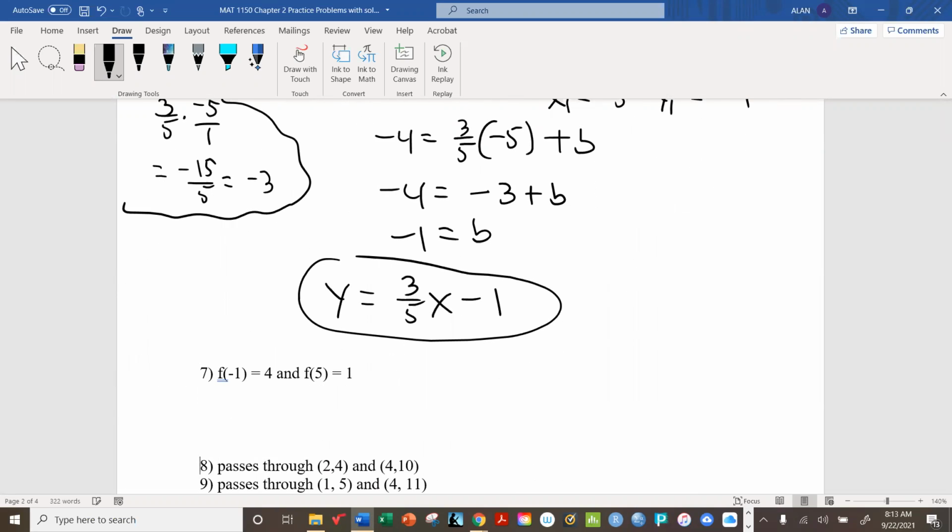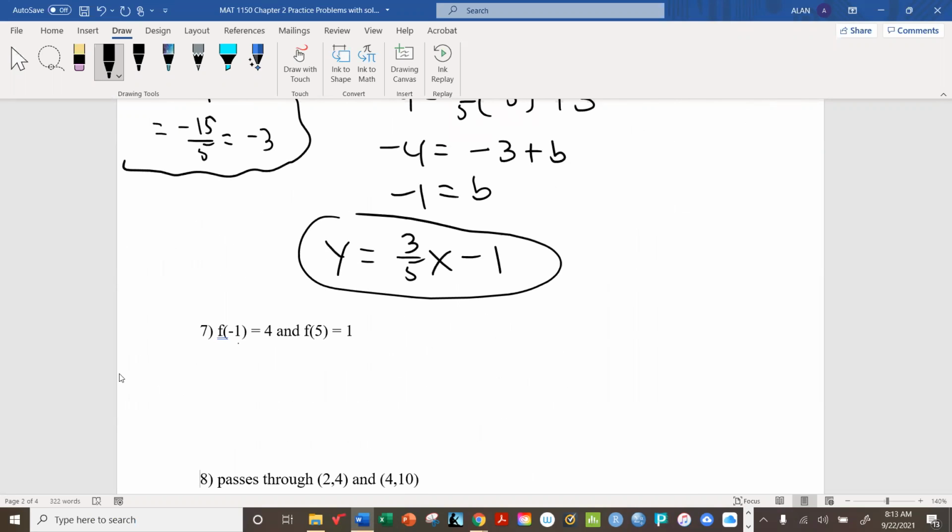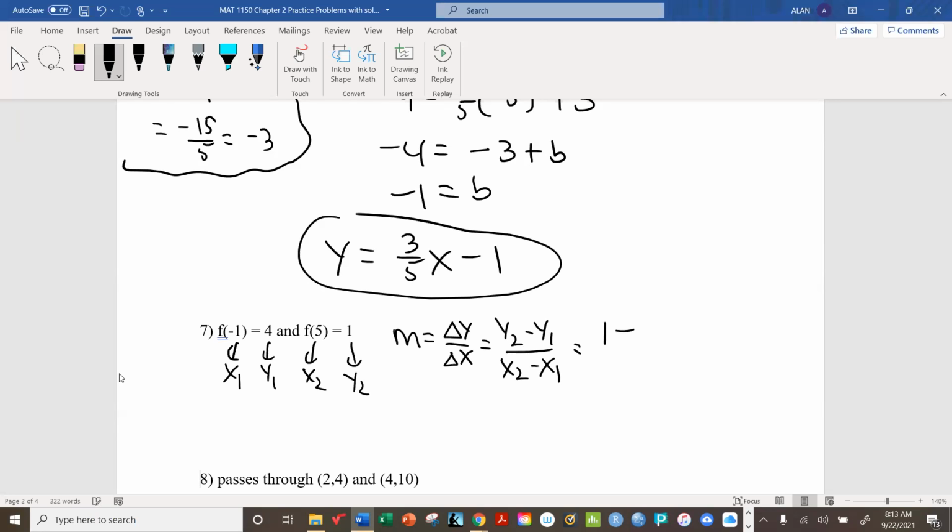Now here, we have the same setup. This is x1, this is y1, x2, y2. As usual, we'll start with the slope. Here we'll have 1 minus, the difference between these two is 1 minus 4. And then we'll have here 5 minus 1. Minus 3, positive 6.